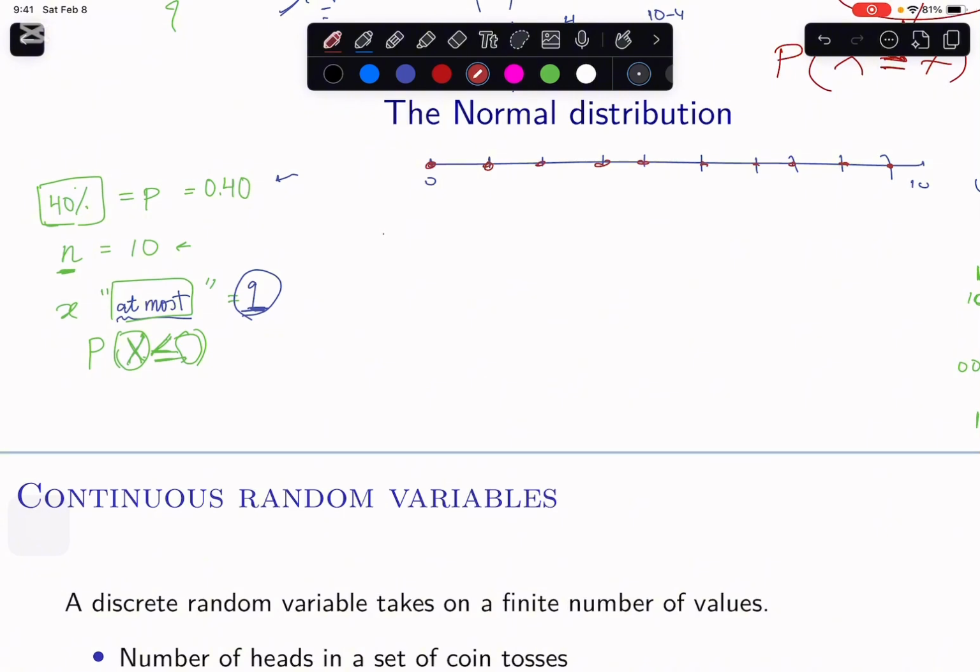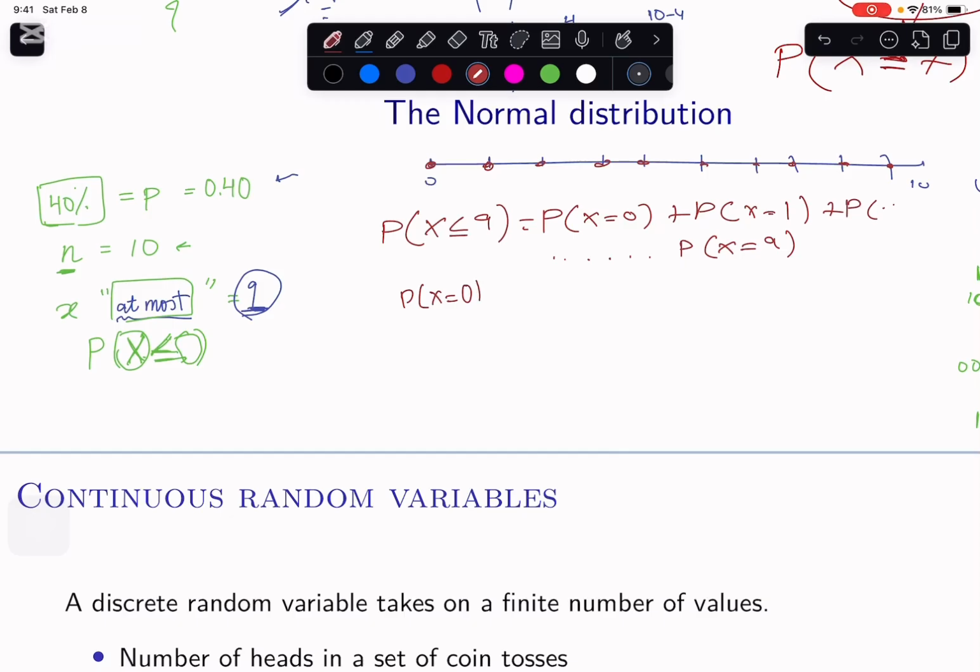So what can you do? We said P of X at most 9 is P of X at 0 plus P of X at 1 plus P of X at 2, plus and so on until P of X at 9. On top of all this, you're going to start doing P of X equals 0. We're going to compute it using that equation. Why not finish it all, doing it all until 9, right?